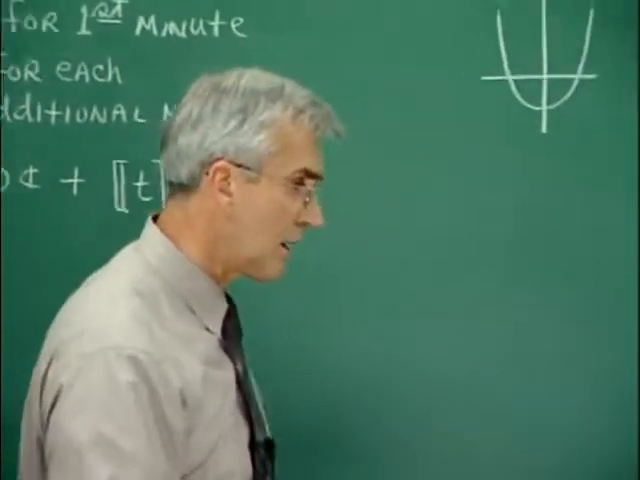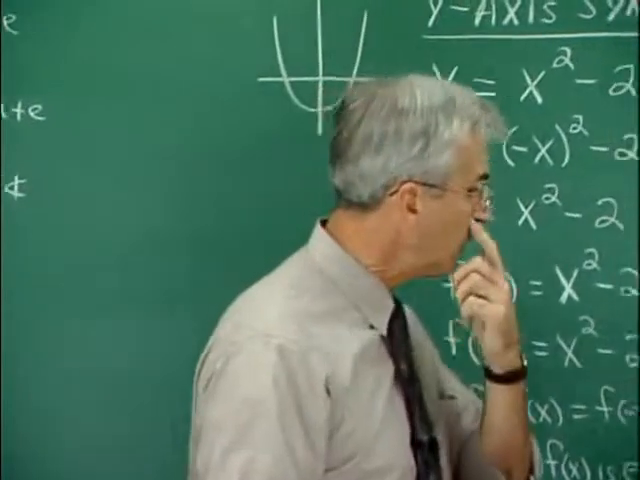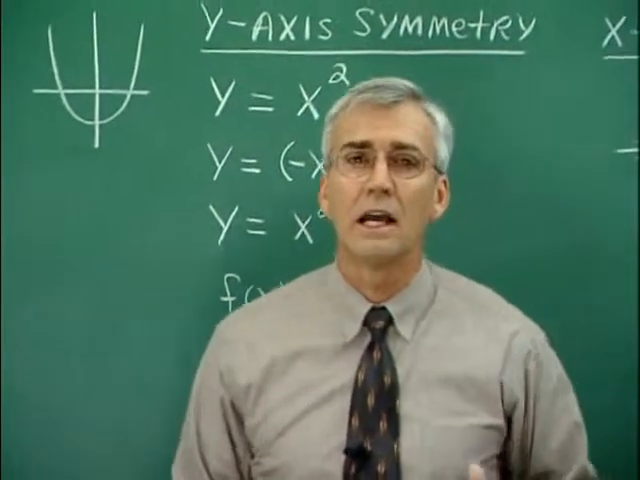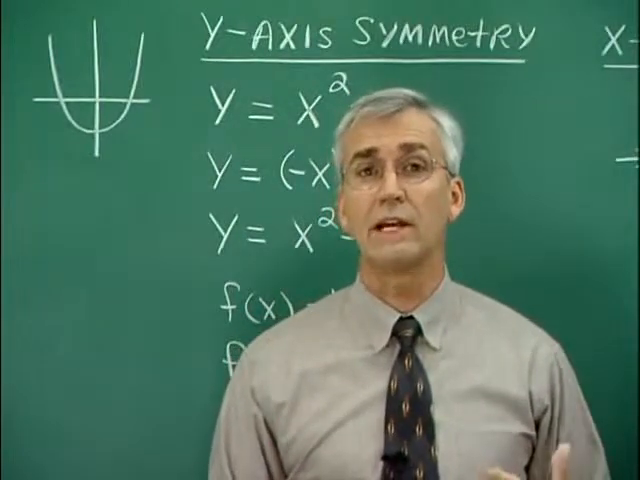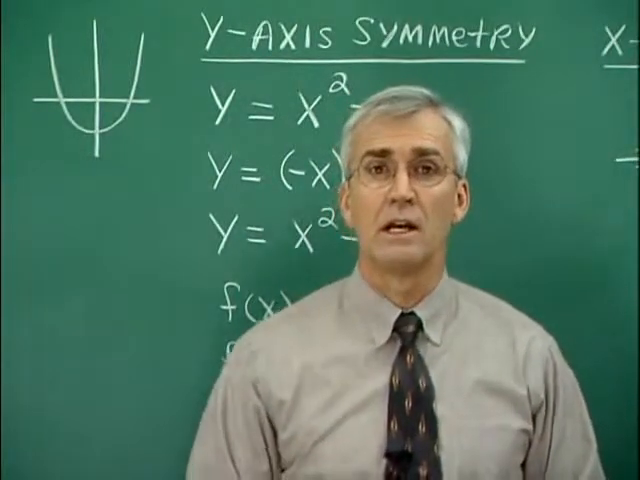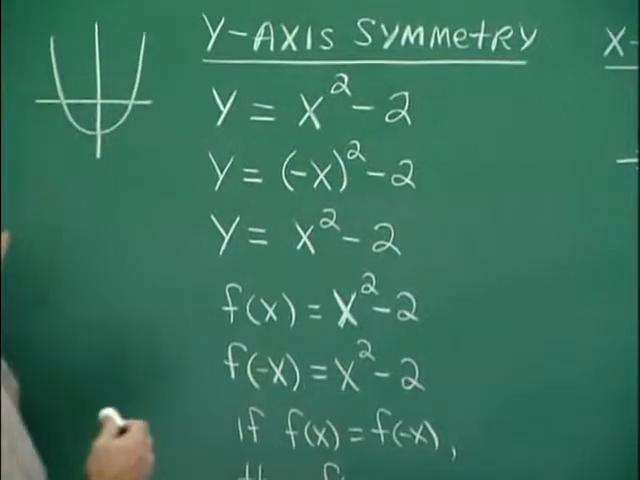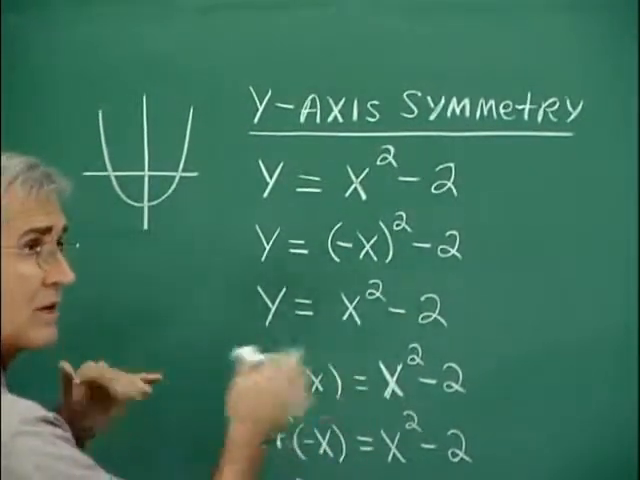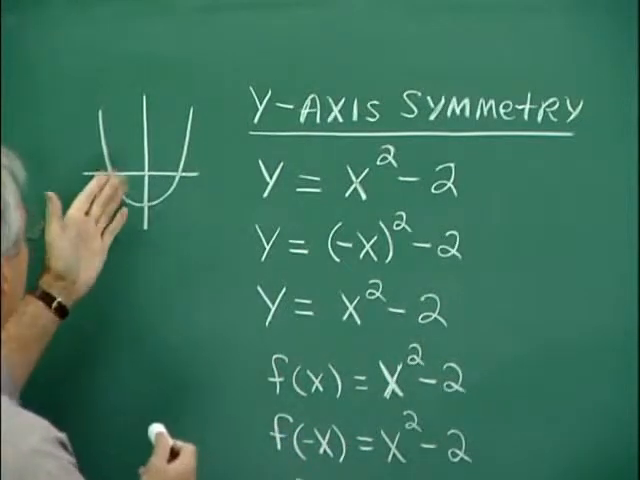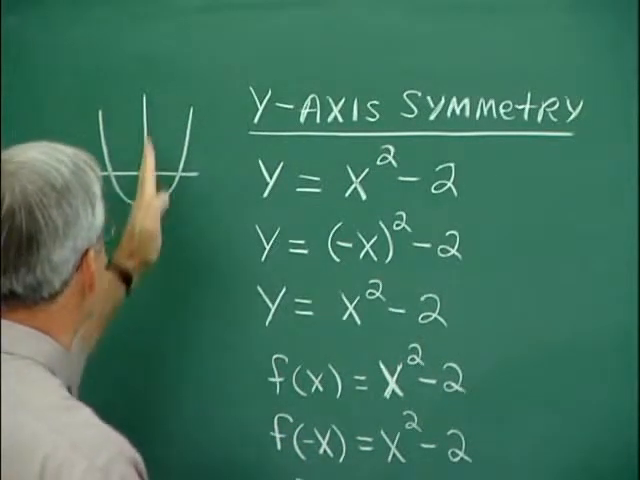Functions can be classified according to even and odd. And the even and odd notion for functions is related to the idea of symmetry. Now, symmetry can occur in 3 different ways: symmetry about the x-axis, y-axis, and origin. Here's an example of a graph which is symmetric to the y-axis.